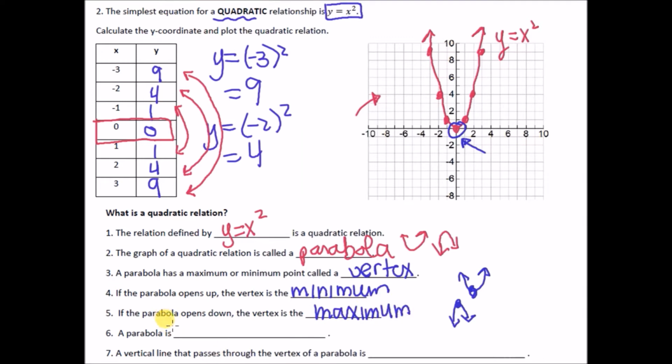Okay, a parabola is symmetrical. And a vertical line that passes through the vertex of the parabola is called the axis of symmetry.